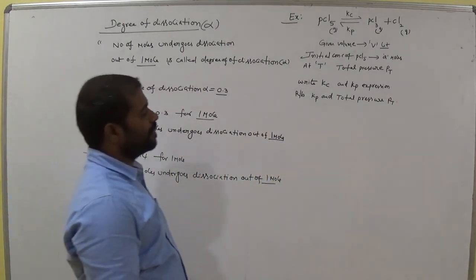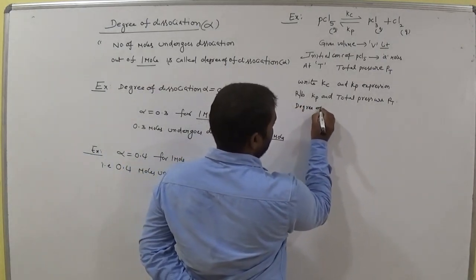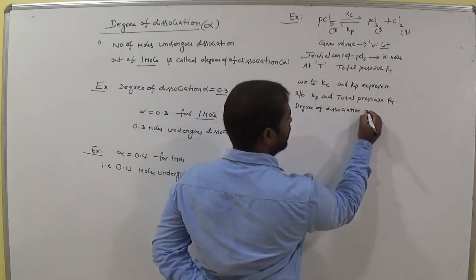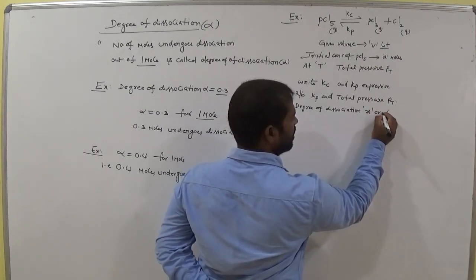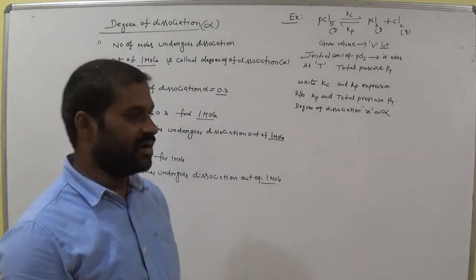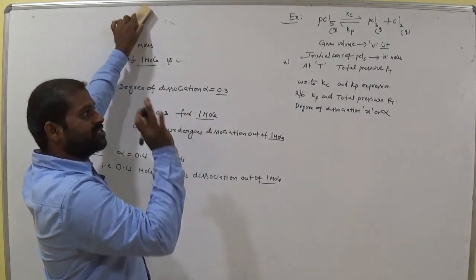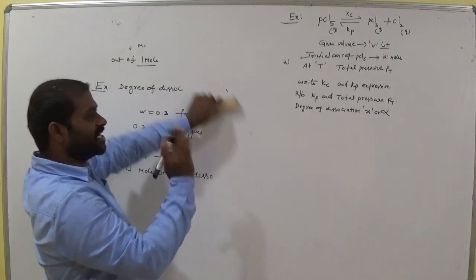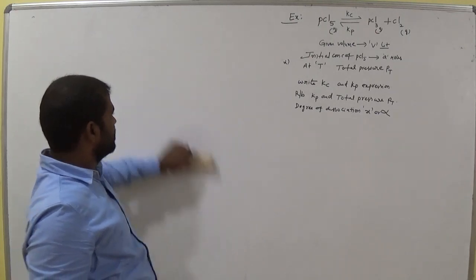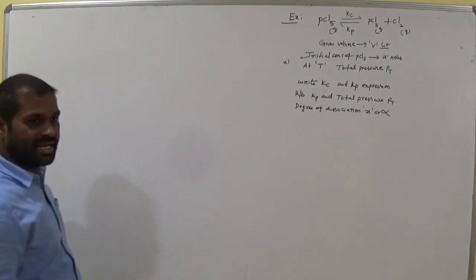And degree of dissociation, suppose x, or maybe alpha. Degree of dissociation for the given reaction, how much? X or alpha. Now what is the Kc expression and what is the Kp expression for the given equilibrium reaction, and what is the relation between Kp and total pressure of the system? So here we have these three questions we need to calculate.